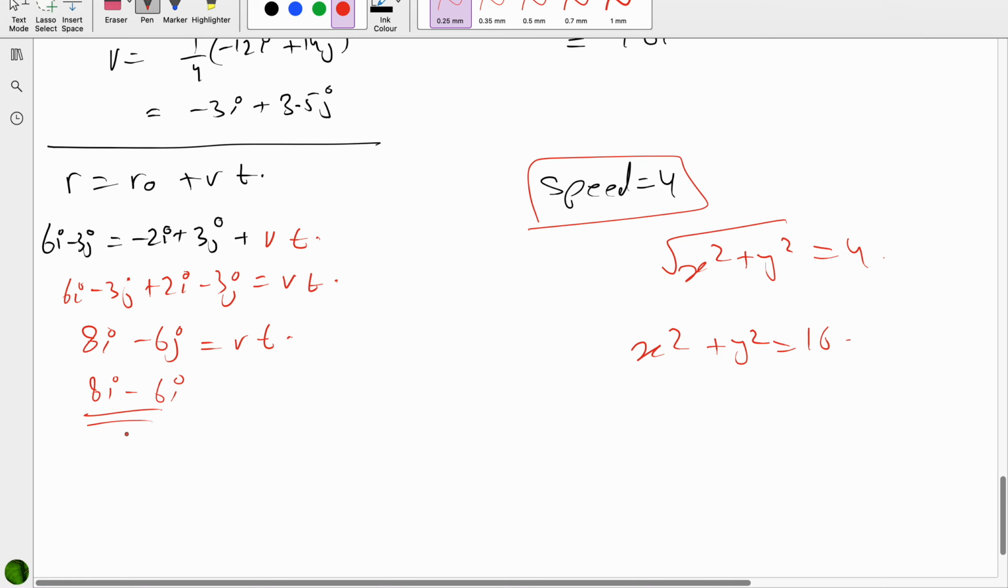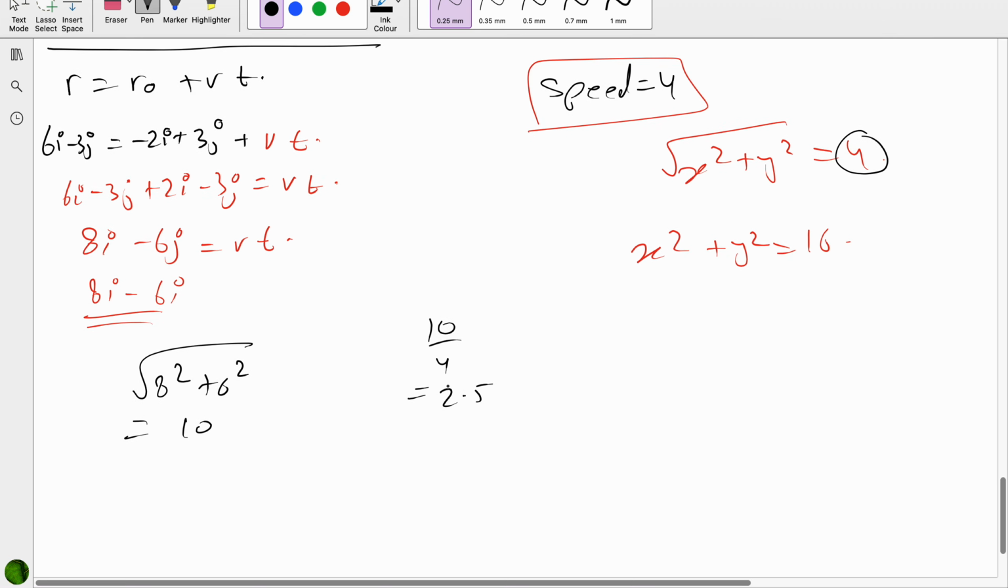And if you just look at this, 8 squared plus 6 squared, whole square root, gives you 10. So basically it is 2.5 times. So if we take the velocity as unit, it is 2.5 seconds.